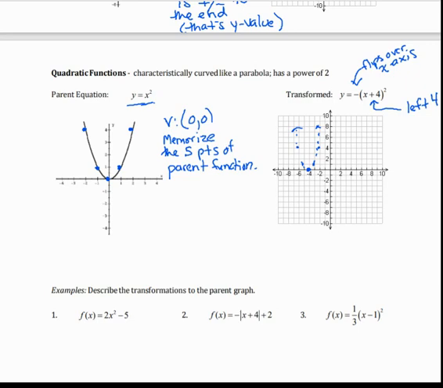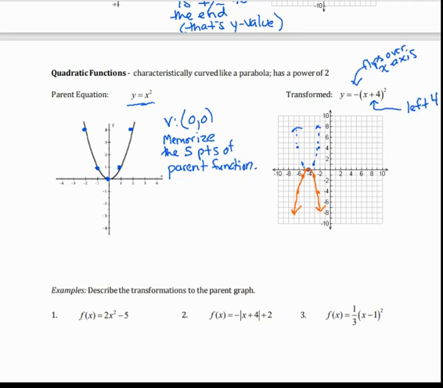So instead of going over 1, up 1, I'm going to go over 1, down 1. And same thing on the other side, over 1, down 1. Then for my other 2 points, instead of going over 2, up 4, I'm going to go over 2 and down 4. Again, because of my reflection. So the graph is this solid graph.